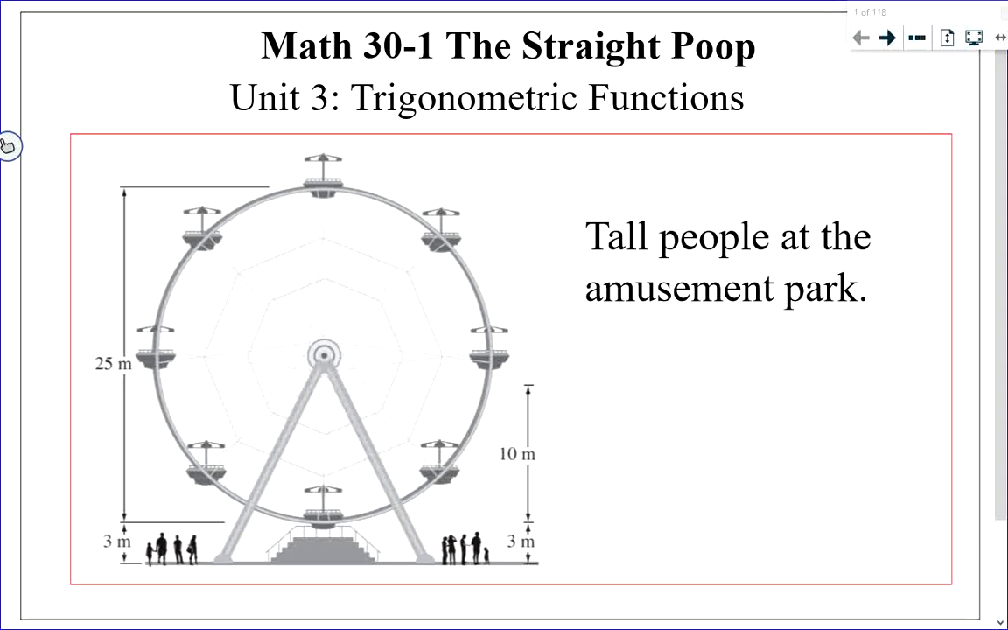Welcome back, everyone. This is the second of 3 videos where I go through all of the content in the handout that I gave you in class called Math 30-1, The Straight Poop. In this video, we're going to be covering Unit 3, which deals with trigonometric functions, and Unit 4, which deals with trigonometric equations and identities.